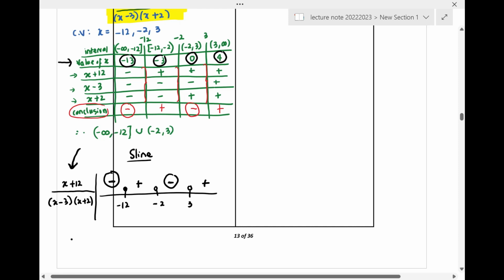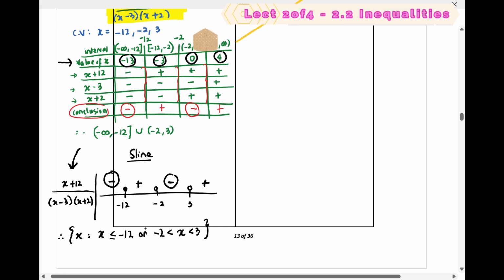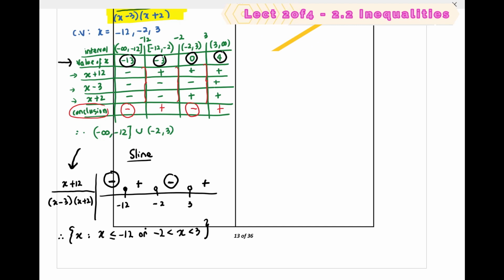This time I'm going to give my answer in solution set. I put x such that: the first one is x less than or equal to negative 12, and another one is between negative 2 and 3, without the equal sign because this is an empty circle. So how to combine these two answers? It is an OR. So we are done with part A by using table of sign and also using sline. It's up to you whether you want to use table of sign or sline.